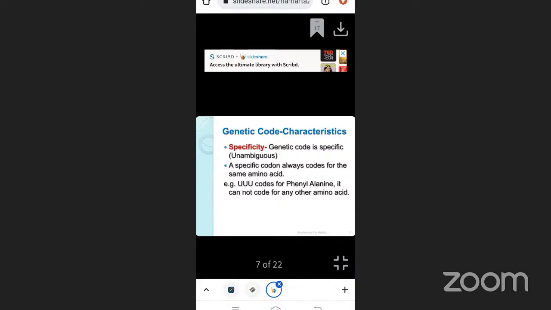Now the Wobble hypothesis: this concerns the less important third position of the genetic code. The first base of the anticodon may be able to pair with any of several bases in the third position of the codon. This is known as the Wobble hypothesis.